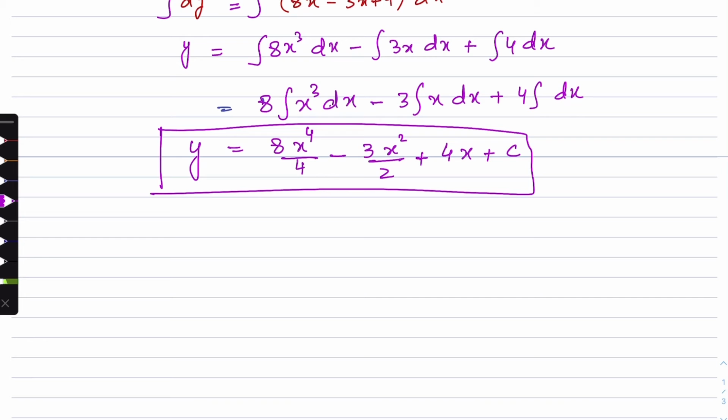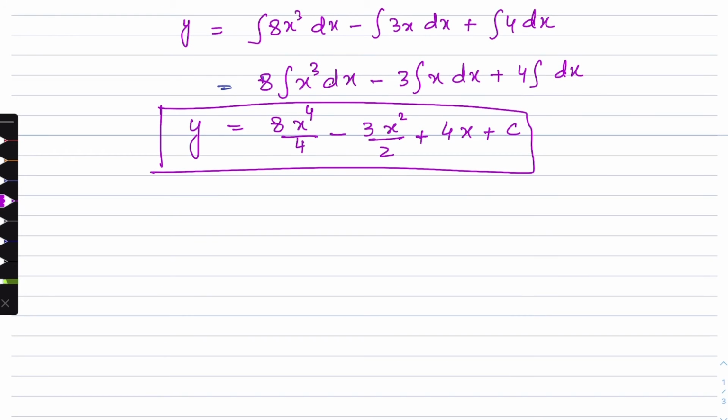So the next question: how can we find the value of c? The function is always y in terms of x. We don't have any other variable or alphabet in a function usually, so here we have c. I hope you can figure out that this is a function: dy over dx is equal to minus 6x plus 3.